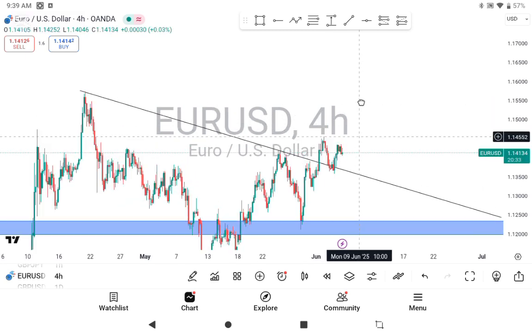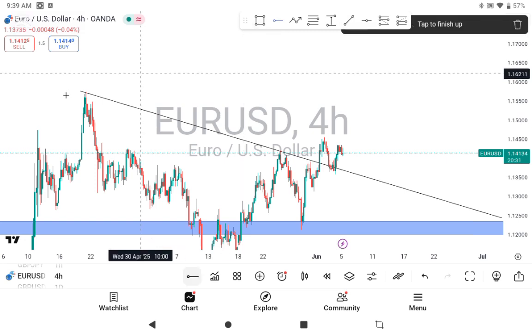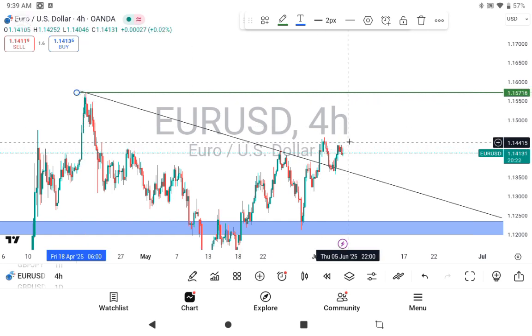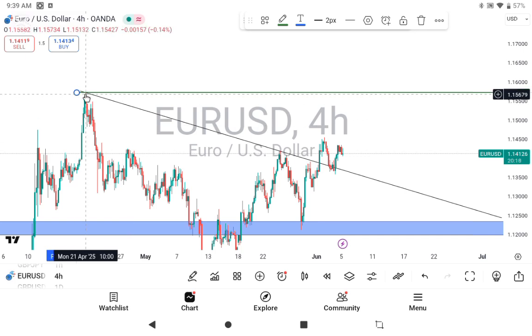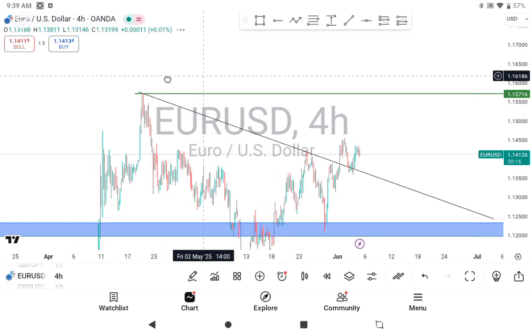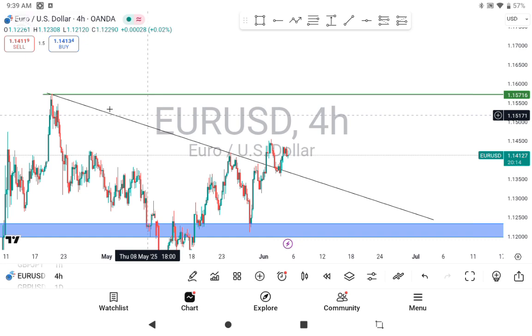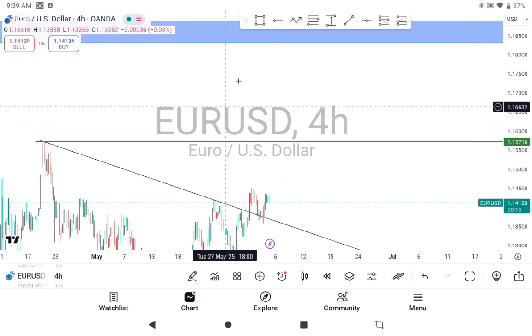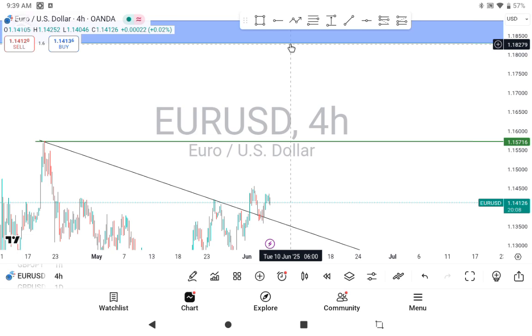Ladies and gentlemen, the next level target on Euro USD will be this resistance green bar right here. When price gets here, if price can get to this green bar and take it out, the next level target will be this major level of resistance right here.